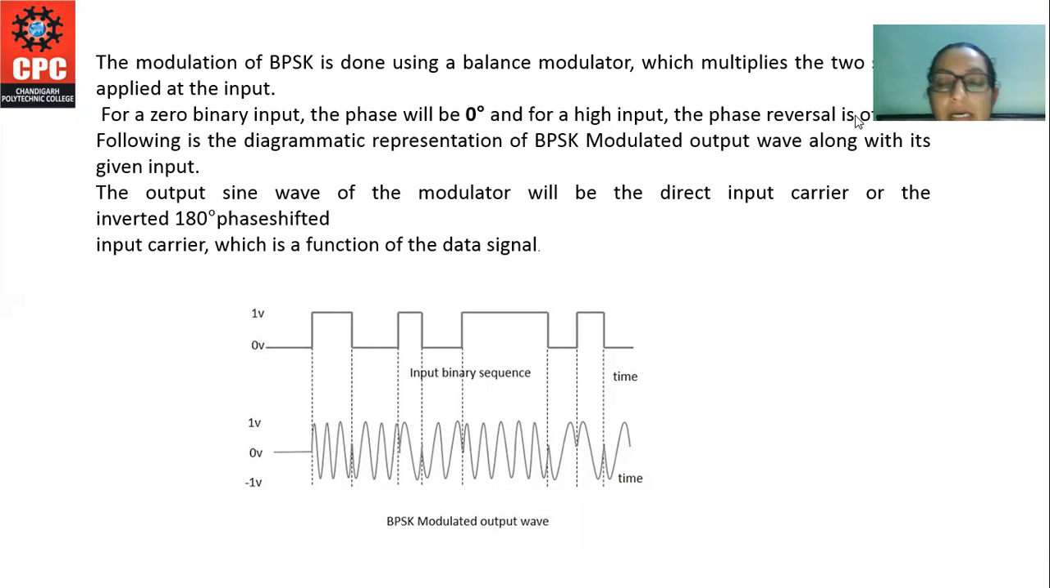The balanced modulator has two inputs. One is the carrier, which is in phase with the reference oscillator, and the other is binary data. For the balanced modulator to operate properly, the digital input must be greater than the peak carrier voltage.